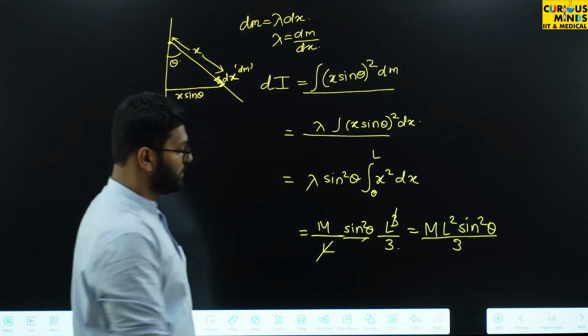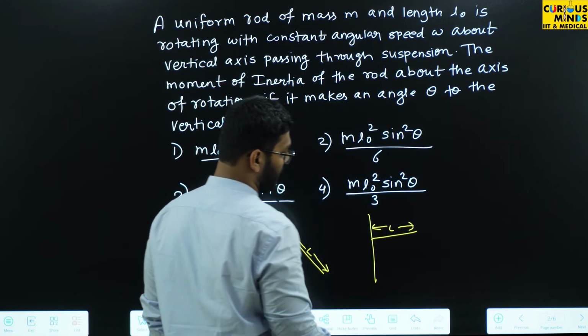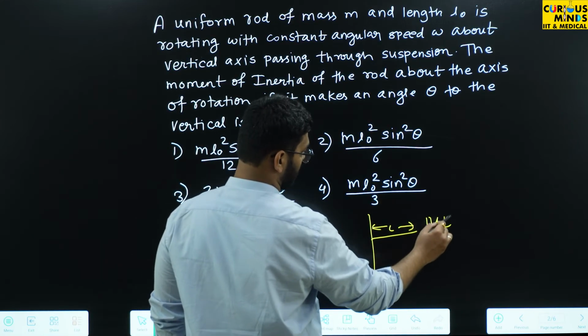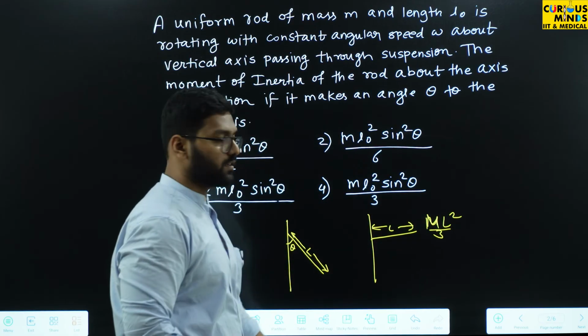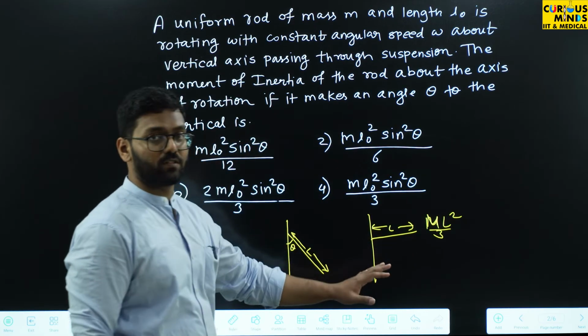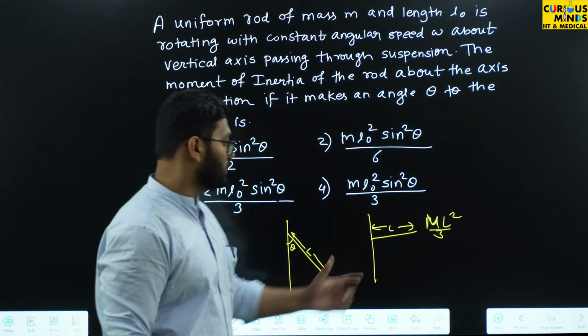For a rod which is horizontal, the answer is ml square by 3. Previously I said ml square by 12, that was by mistake. This is ml square by 3, not ml square by 12.